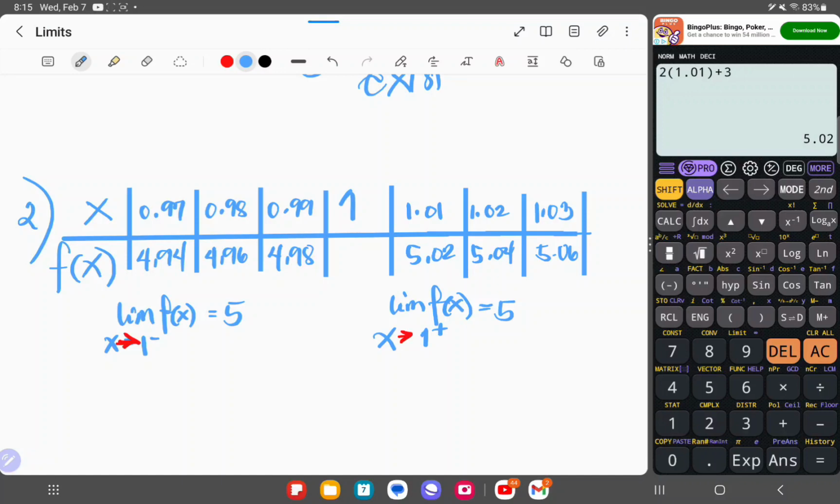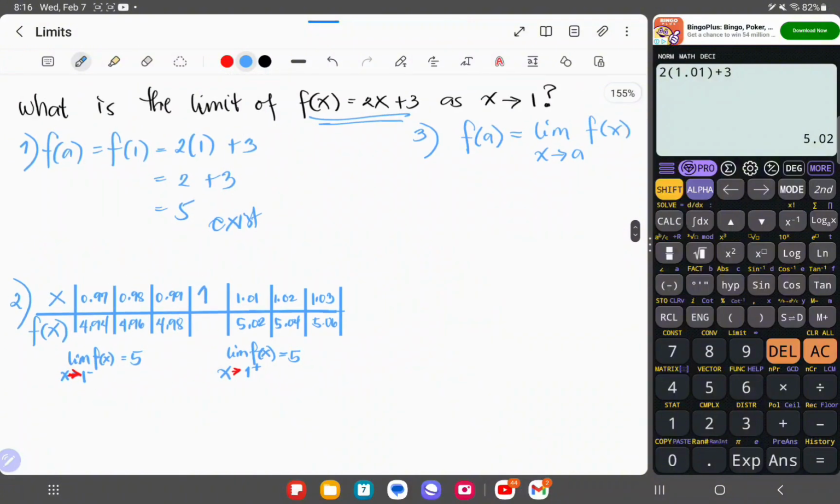As we observe, the left and the right hand limit are the same. They are both 5, meaning the limit exists. If for instance the limit on our left hand side is not the same as the limit on our right hand side, we could conclude that the limit in this condition number 2 does not exist. They must be the same to exist.